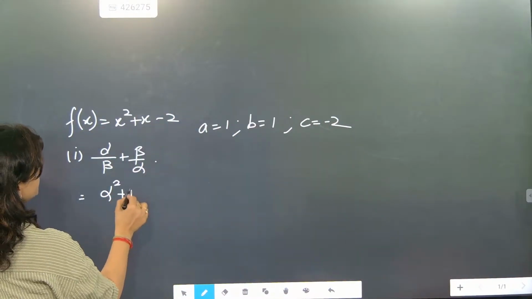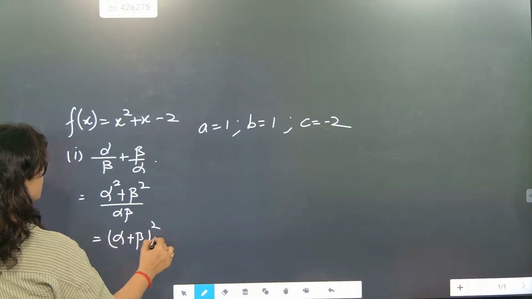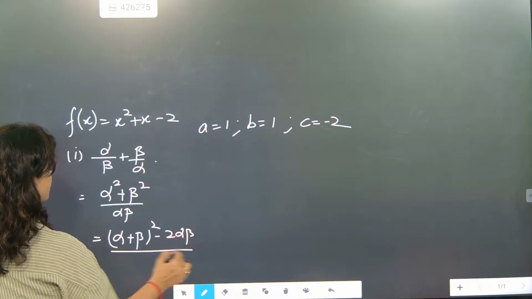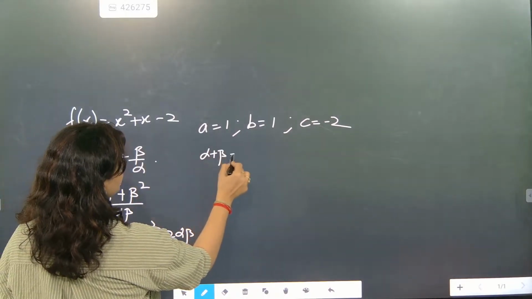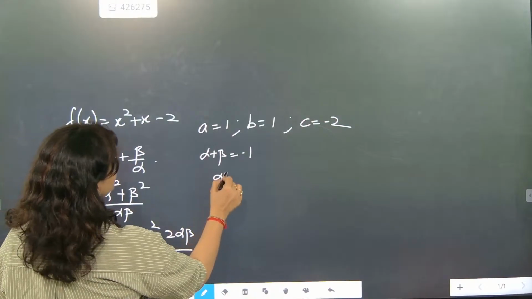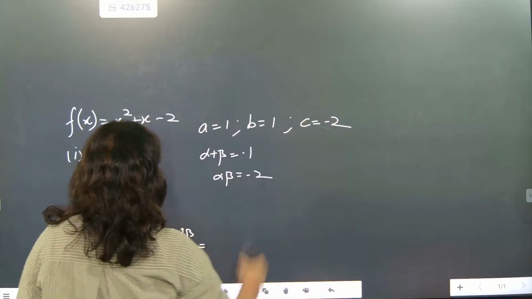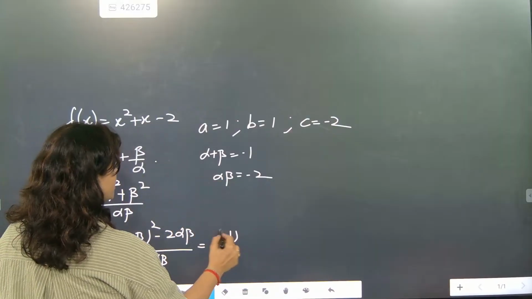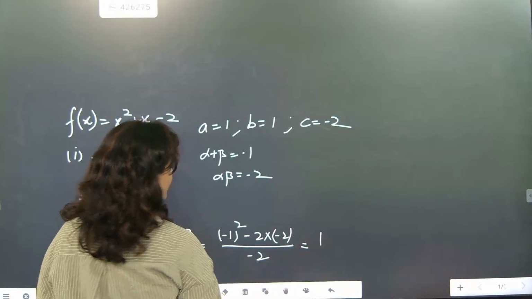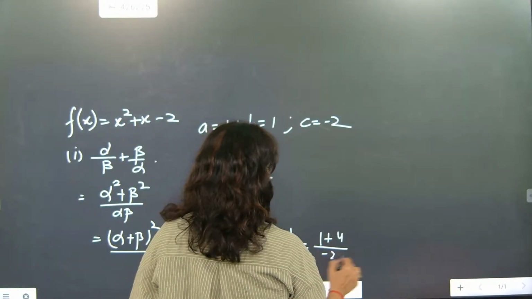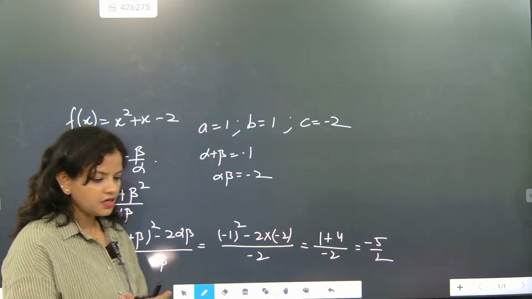So it will become alpha square plus beta square by alpha beta. So it will become alpha plus beta whole square minus 2 alpha beta by alpha beta. Here alpha plus beta is minus 1, correct? And alpha into beta will be minus 2. So it will become minus 1 whole square minus 2 into minus 2 by minus 2. So it is coming 1 plus 4 by minus 2, so minus 5 by 2. Done this question.